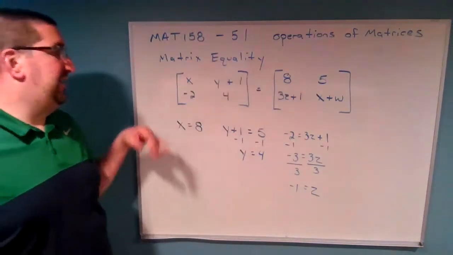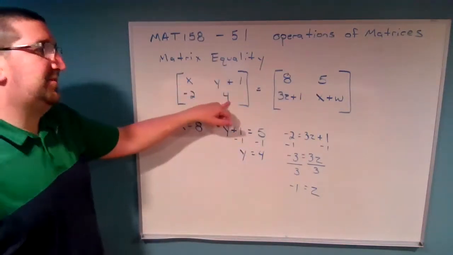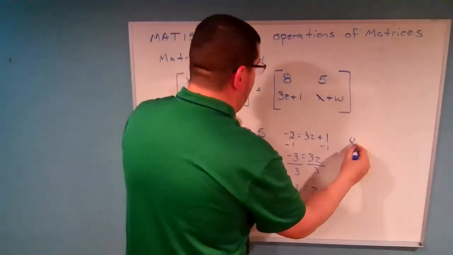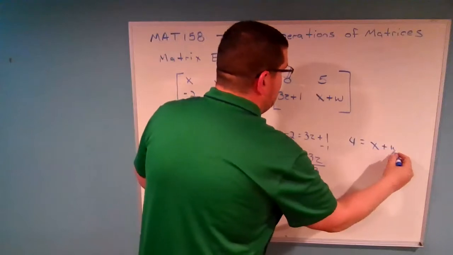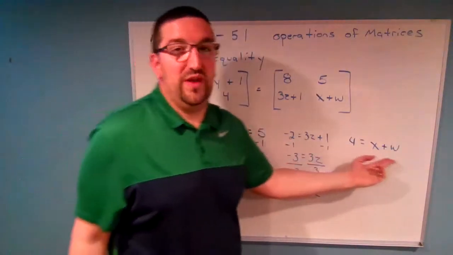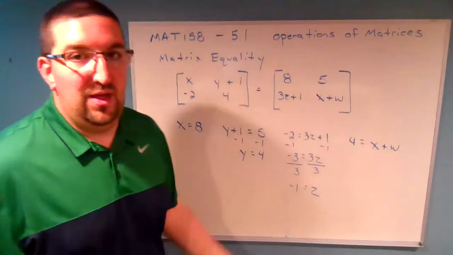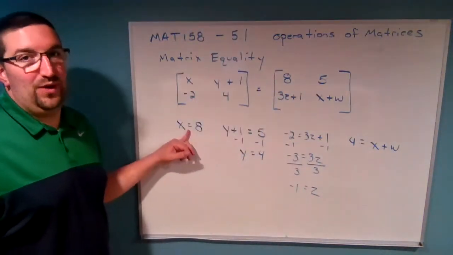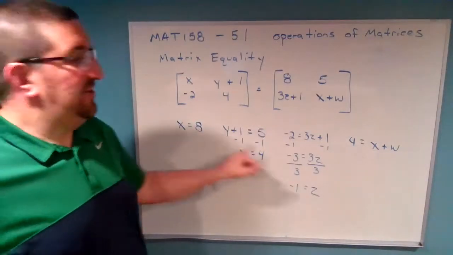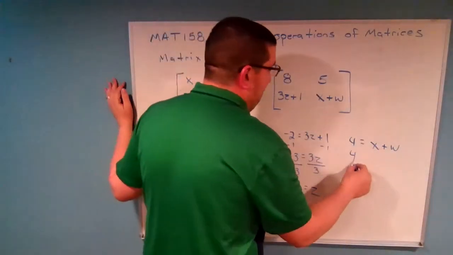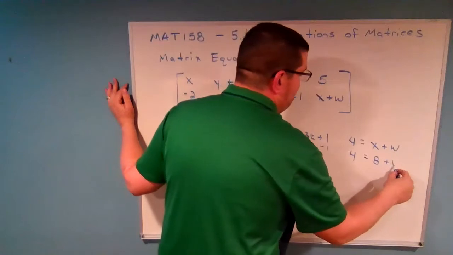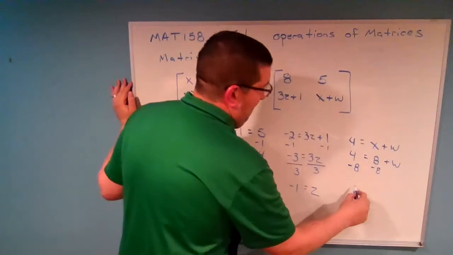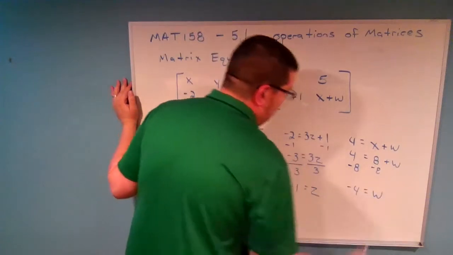Our last entry is row 2, column 2, which says that 4 equals x plus w. Now this has two variables in it, x and w. Since it's all in the same problem, the x is all related. We already have an x value of 8, so we can plug that in and say that 4 equals 8 plus w. We subtract 8, and we have -4 equals w.